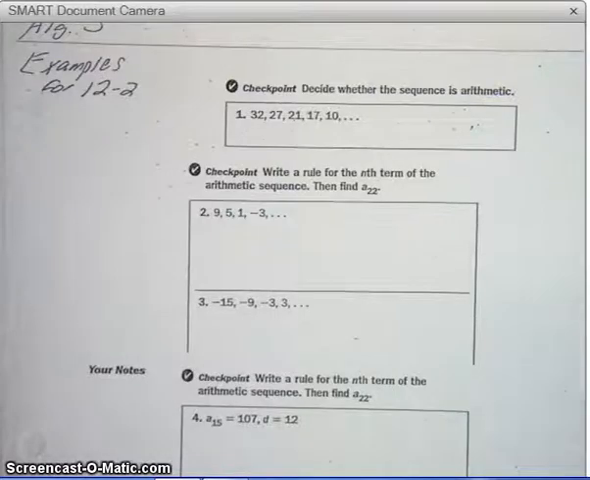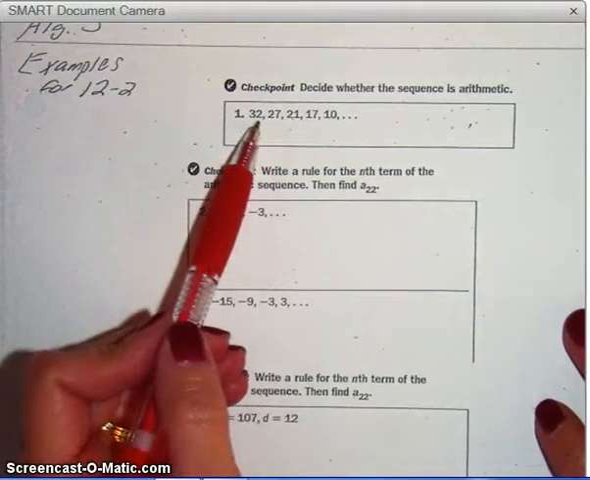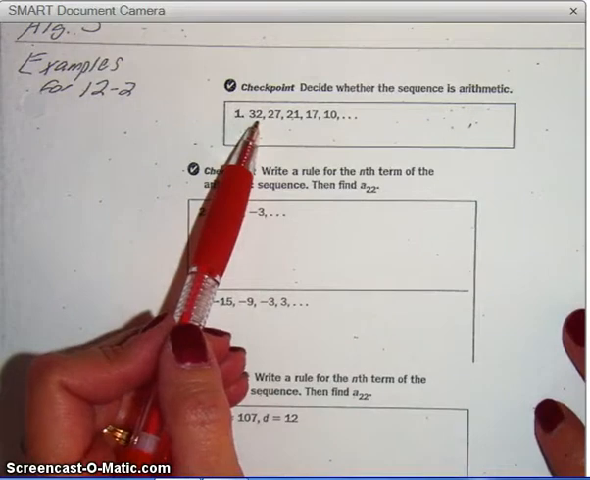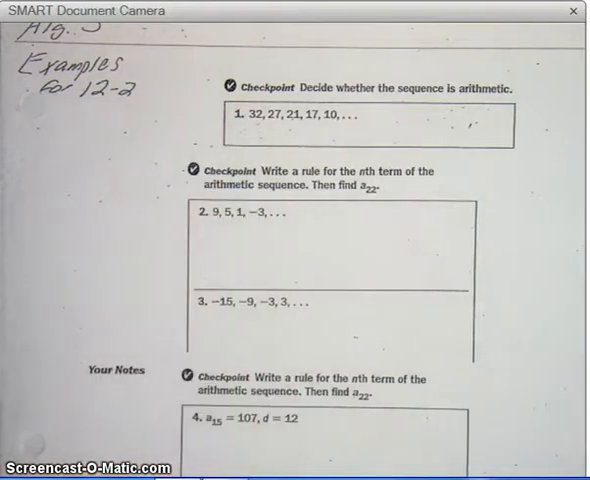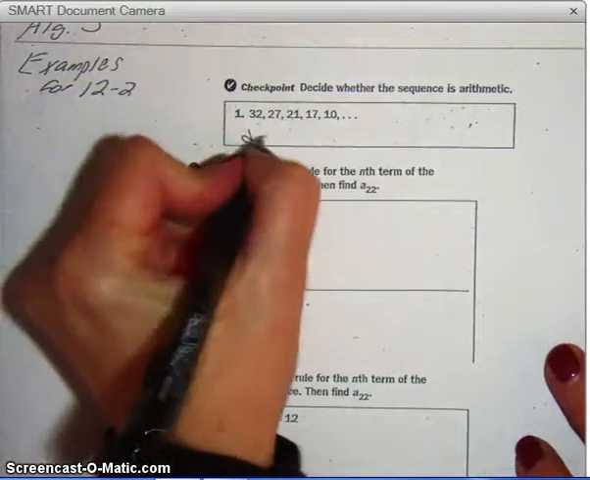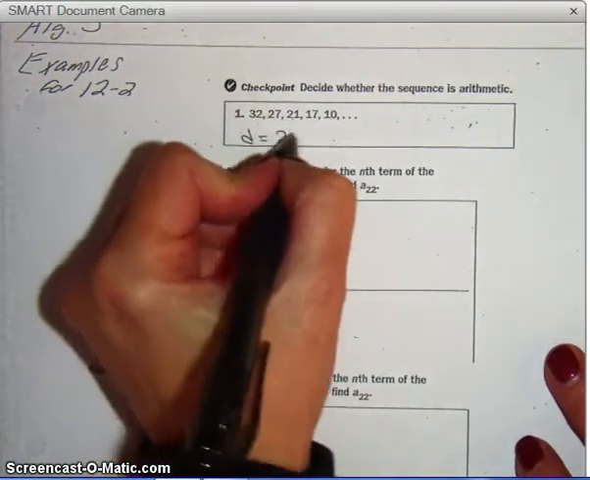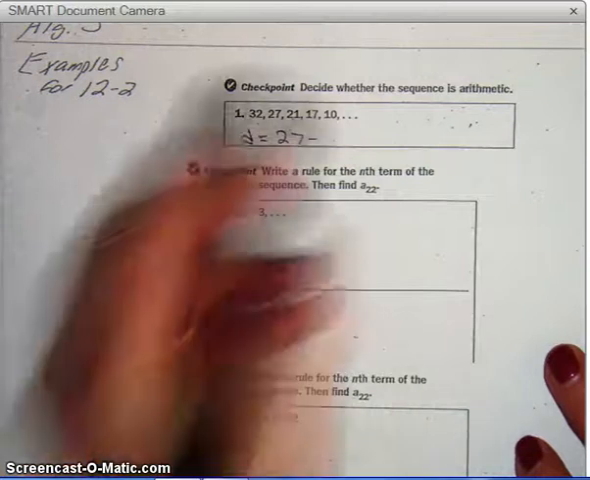Check whether the sequence is arithmetic. So all you have to do is see if you're adding or subtracting something every time. Now remember, if you're going to use the formula, the common difference is the second term, 27, minus the first term, 32.